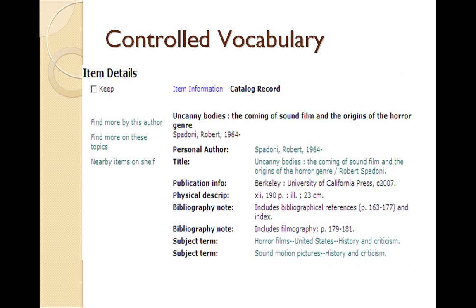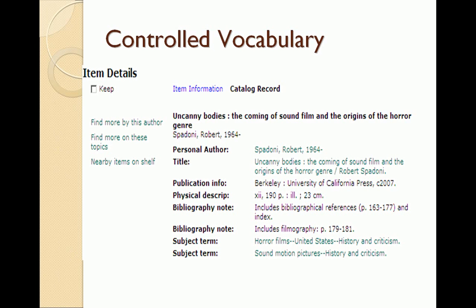So here is another record from the library catalog. This is for a book called Uncanny Bodies: The Coming of Sound Film and the Origins of the Horror Genre. Here, the controlled vocabulary terms are listed as subject terms. If you look at the bottom, you'll see the first one says Horror Films, United States, History and Criticism. So that's one of the subject terms given for this book. What that means is that someone looked at this book and said, okay, this book is about horror films in the United States and the history and criticism of those horror films.